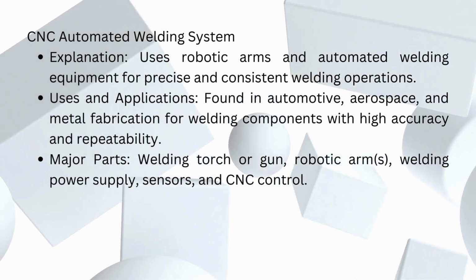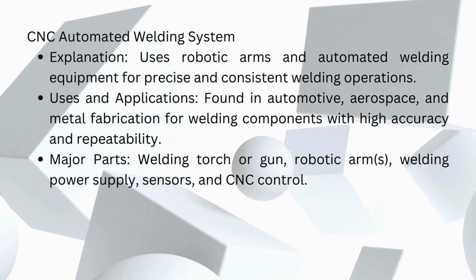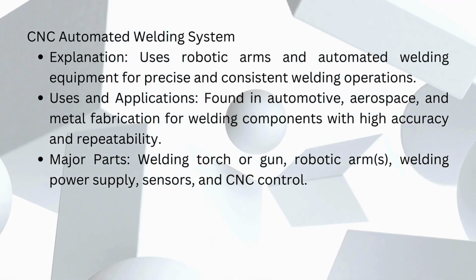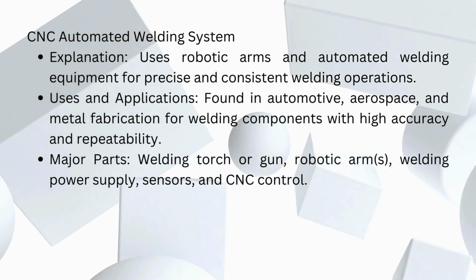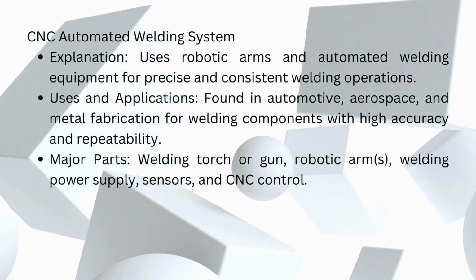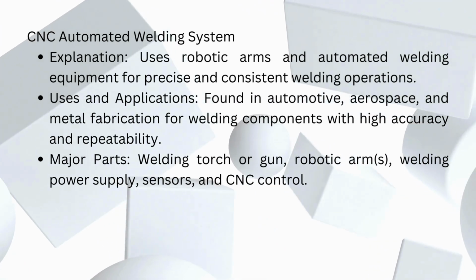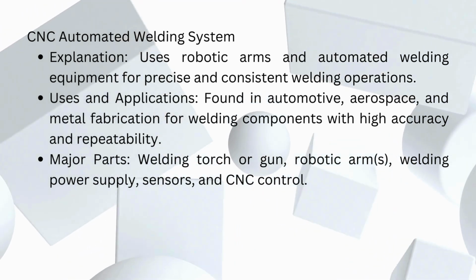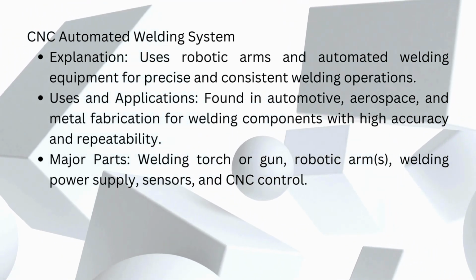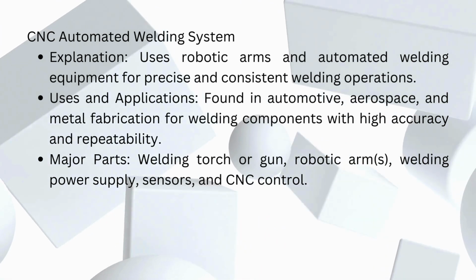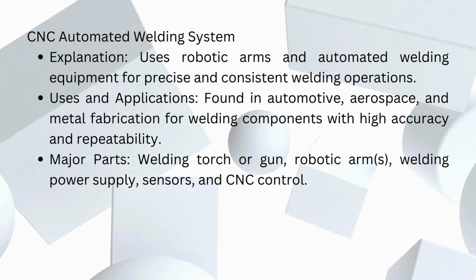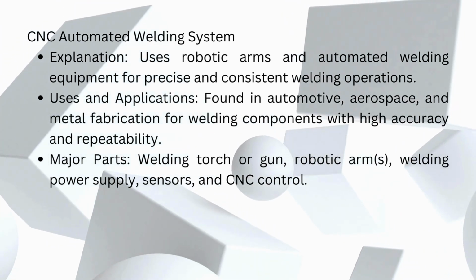CNC automated welding system. Explanation: uses robotic arms and automated welding equipment for precise and consistent welding operations. Uses and applications: found in automotive, aerospace, and metal fabrication for welding components with high accuracy and repeatability. Major parts: welding torch or gun, robotic arms, welding power supply, sensors, and CNC control.